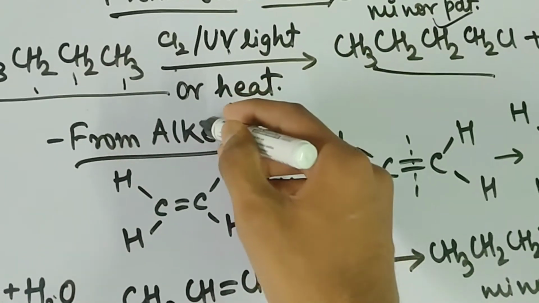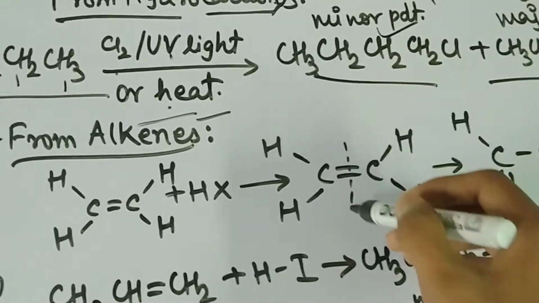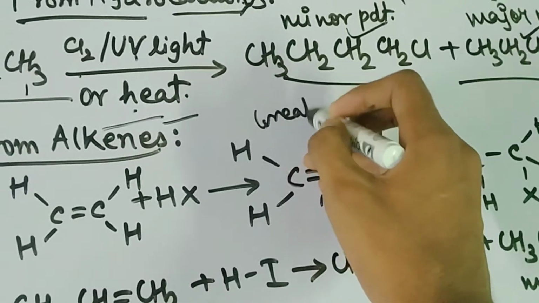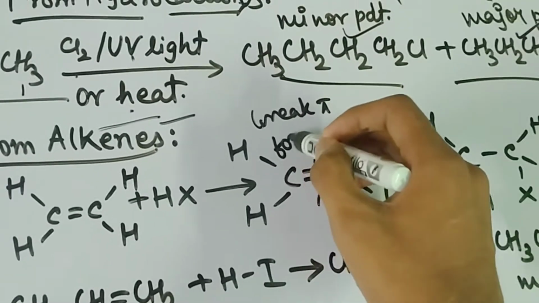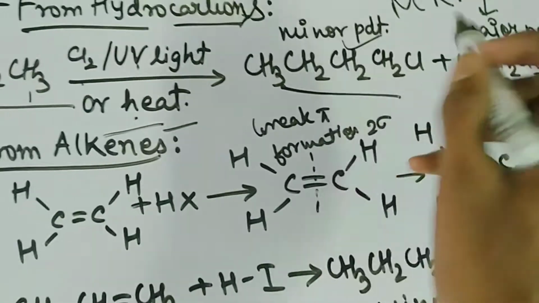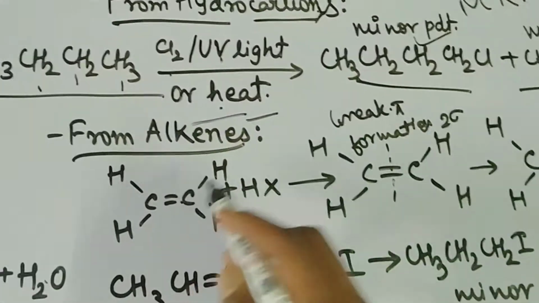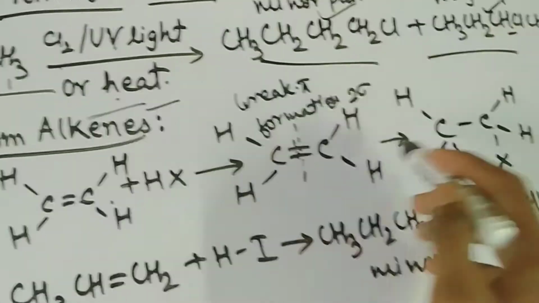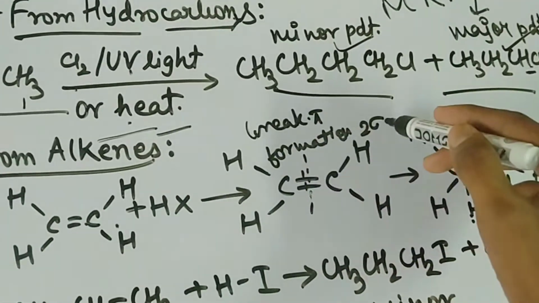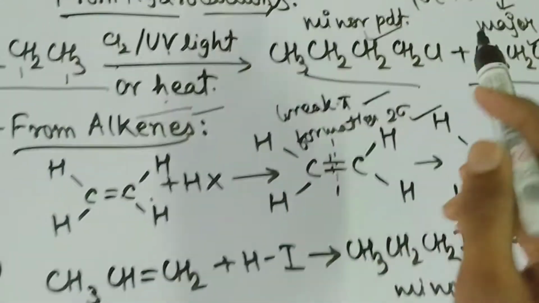Now we come to the alkene. Alkene means double bond, so there is a breakage of the double bond, a break of the pi bond and formation of 2 sigma bonds. I have discussed that sigma bonds are the single bonds and the pi bond is part of the double bond. So the double bond breaks, and the halogen and the hydrogen get attached. So there is formation of 2 sigma bonds, 2 single bonds, and breakage of 1 pi bond.